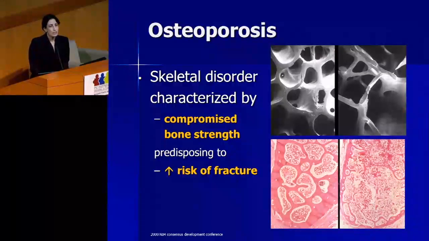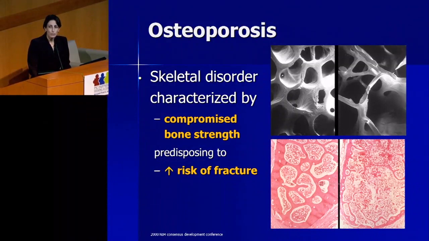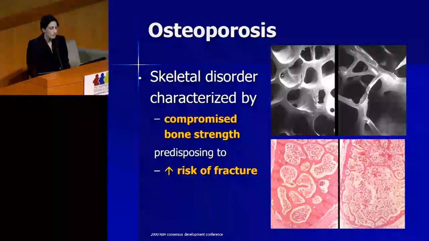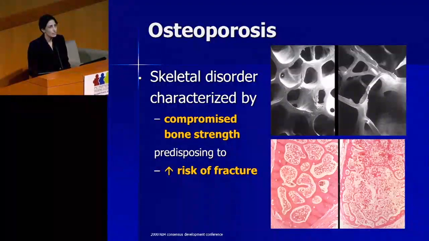So osteoporosis is a skeletal disorder that's characterized by compromised bone strength. You can see in the pictures here, these are photomicrographs of normal bone on the left that has that very solid structure compared to osteoporotic bone on the right, which is much thinner, in which there is more air than bone. And the pink pictures underneath just show the same thing at a microscopic level, where the pink stuff is the bone, and you can appreciate that on the right in osteoporotic bone, there is much, much less bone. And so the bone is there, but it is thinner and more fragile and hence more susceptible to fracture.